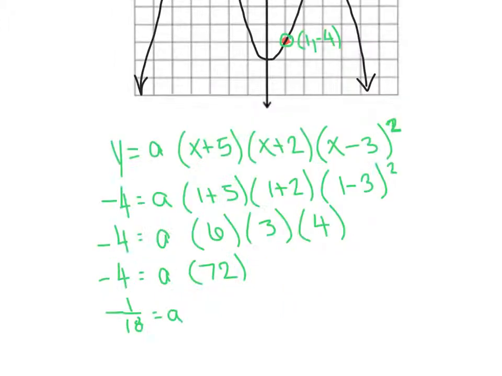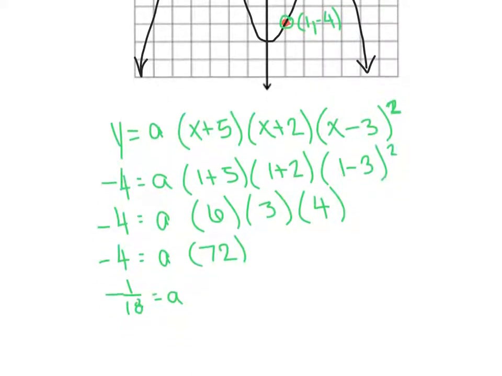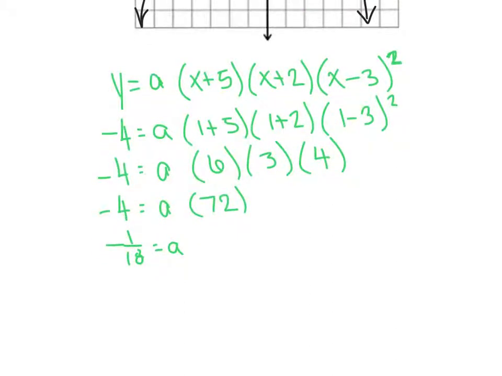So a quick recap here, you'll see I substituted the negative 4 for y, the 1 for each of the x's. Just evaluated each of those, multiplied them together to get 72, and then divided that 72 over, and I reduced it. So negative 4 divided by 72 made negative 1/18. So just to put the finishing touch on this one, let's say y equals negative 1 over 18, quantity x plus 5, quantity x plus 2, quantity x minus 3 squared. And there's my final answer.